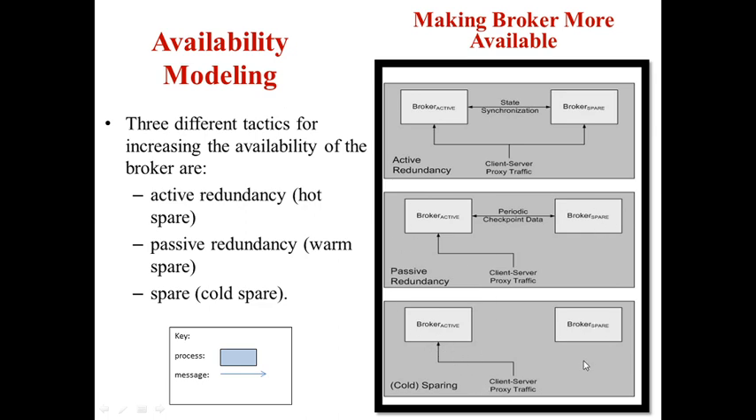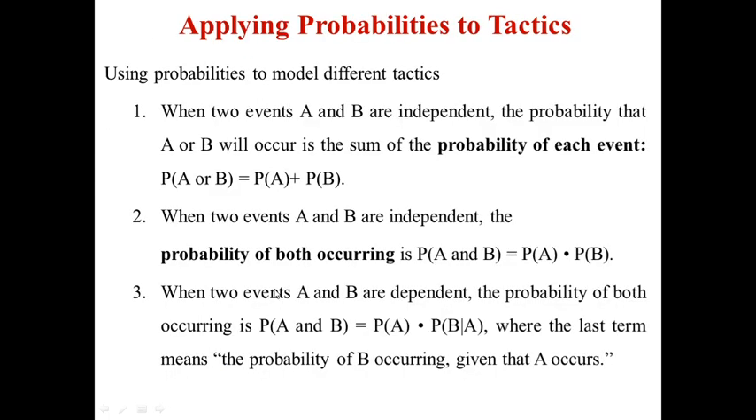Next, broker. Broker means client-server proxy traffic, which is going to use cold sparing here, meaning it is going to be used as a spare. Whenever it is necessary, it will be made active and it will be used. So these are all the ways of making the broker more available. So brokers will be there according to active redundancy, passive redundancy and sparing. It can be analyzed and used.